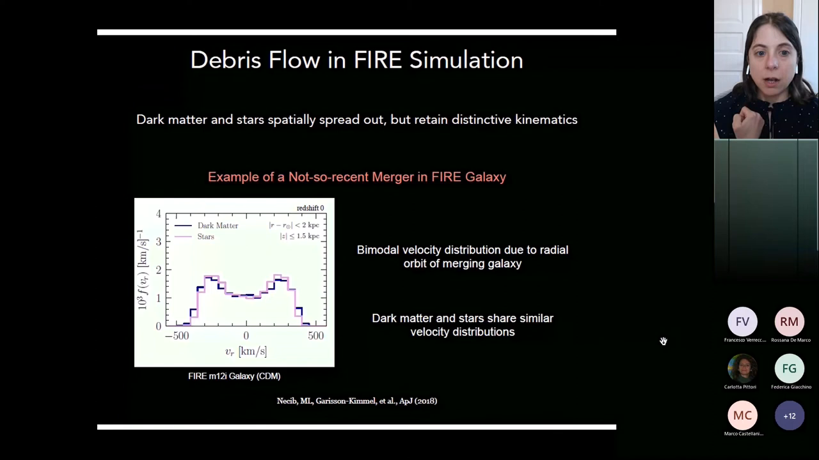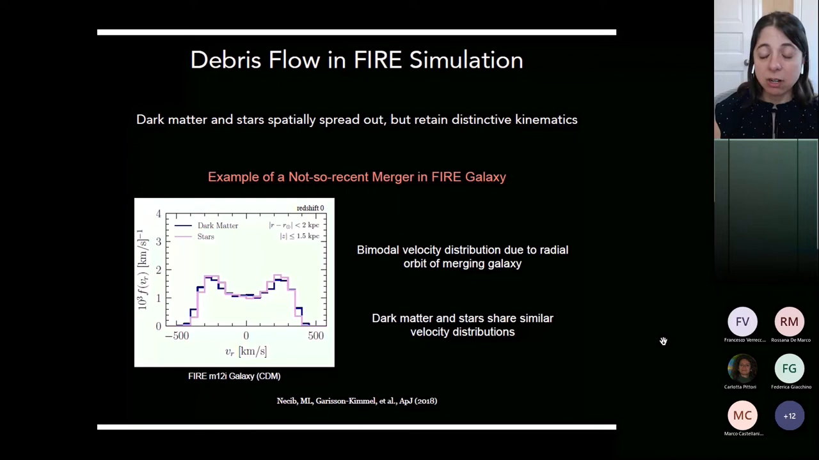So again, if we go into the FIRE simulation and identify a merger that came in not so recently, so one that essentially had an opportunity to make many of these orbital passes, and then we look at both the stellar material and dark matter material that it left behind, what we find in this case is that indeed, both the stars and the dark matter spatially look like fluffy clouds. There's nothing interesting going on there. But when we zoom in and look at their velocity behavior, oftentimes you end up seeing bimodal distributions, interesting shapes that are reflective of the orbital properties of that merging galaxy.